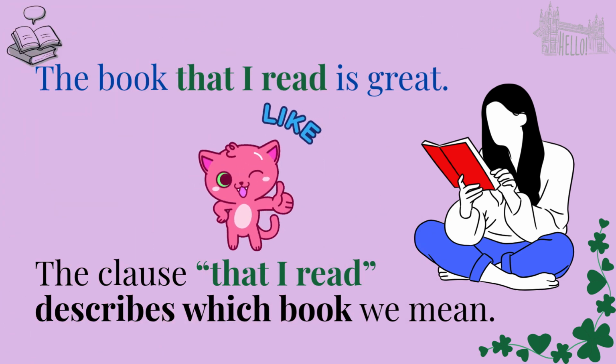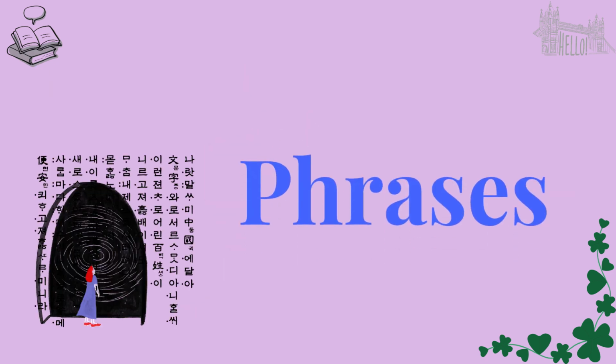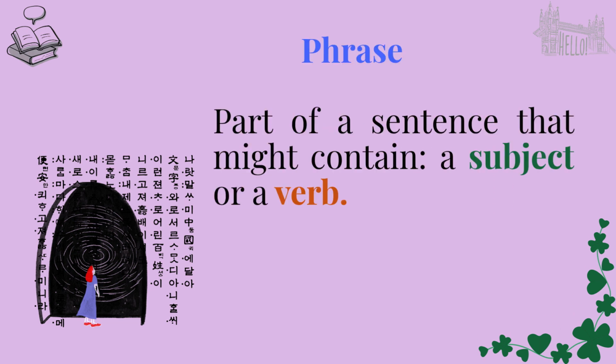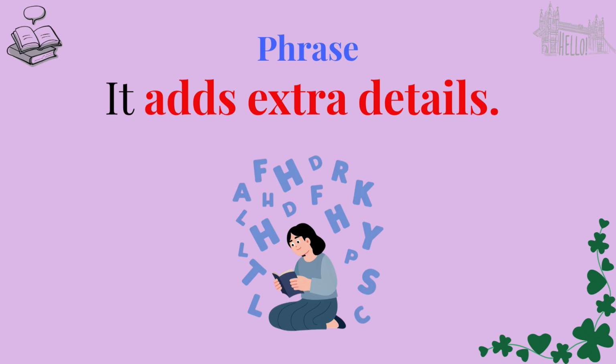Now that we are experts on clauses, let's talk about the other half of the sentence equation: phrases. Now, how is a clause different from a phrase? A phrase is a part of a sentence that might contain a subject or a verb, but never together. Because of this, a phrase can never stand alone as a complete thought. It just adds extra details.